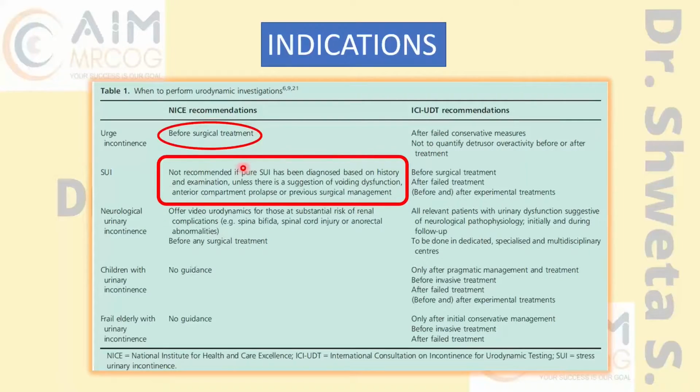Okay, thank you. In SUI, if the question says the woman has symptoms like leaking with cough, and she has voiding dysfunction, with poor stream or difficulty passing urine, or if they give you SUI symptoms with prolapse, or previous surgery, in all these scenarios you are not going to do surgery before doing urodynamics. The next step in such women will be urodynamics before the surgery and definitely MDT referral.